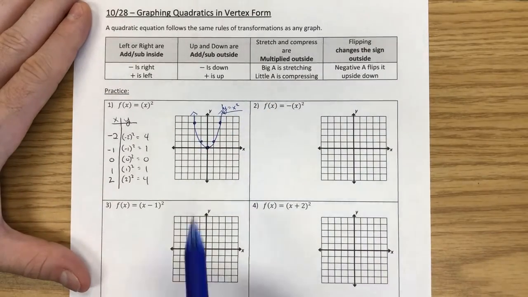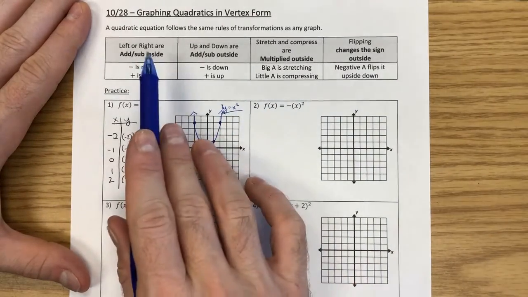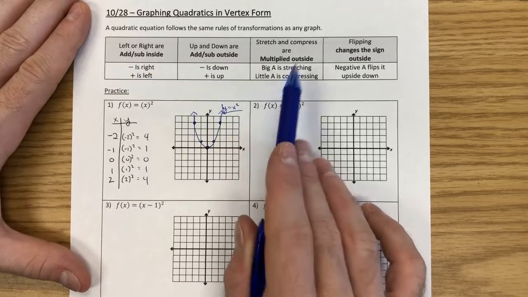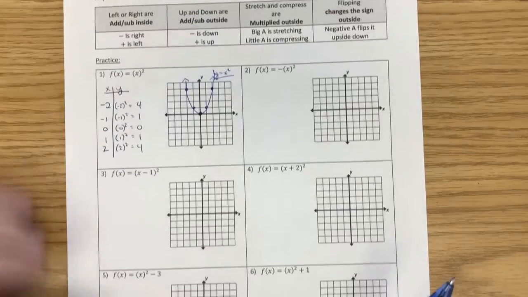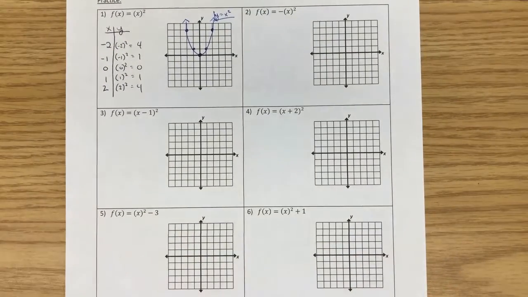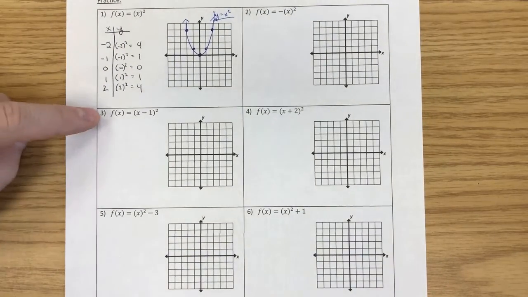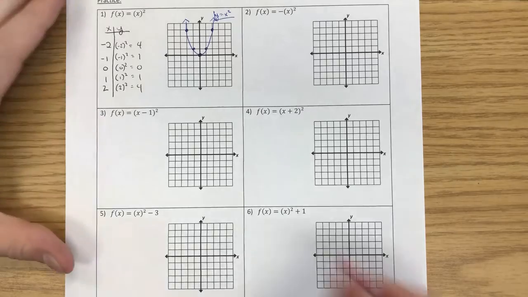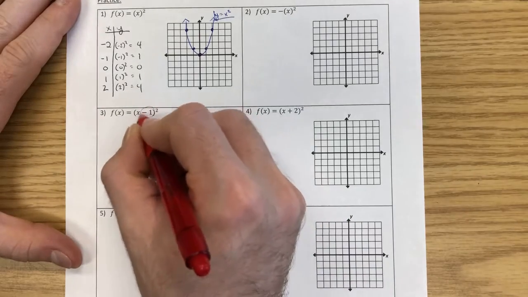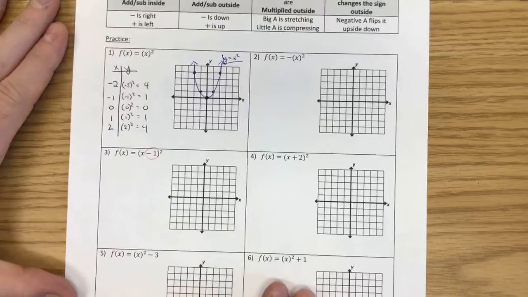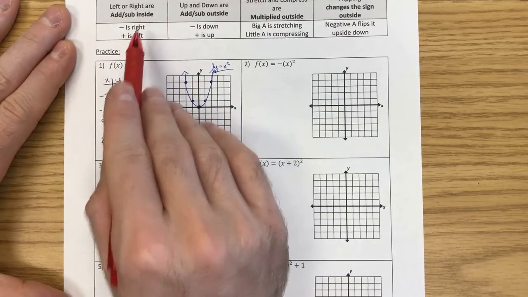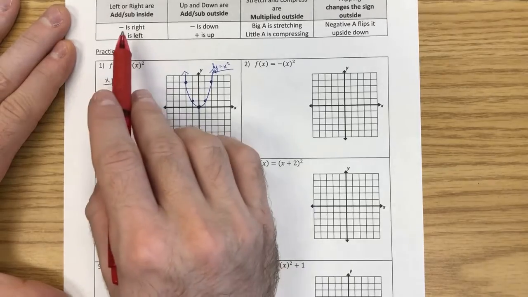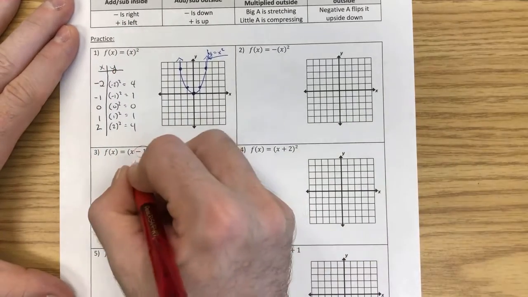There we go. So we're going to be distorting this graph by moving it left and right, up and down, stretching or compressing it, or flipping it. So let's see what happens to our first set. What we recognize in here is that this -1 inside the parentheses means adding or subtracting inside is a left or right motion. Because we are subtracting 1, that means we are moving to the right.